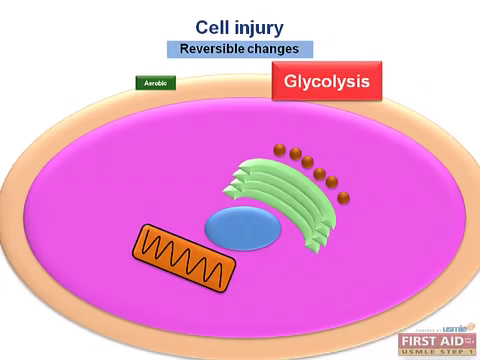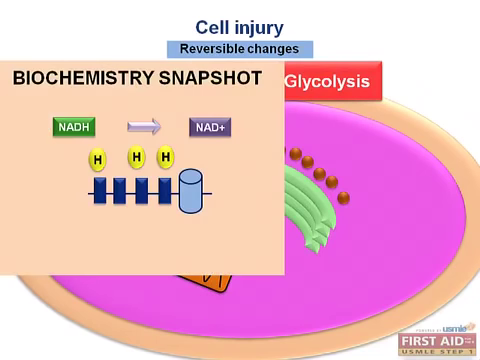So, again, a drop in pH will actually cause the cell to turn pink, but also the nucleus to clump up like that. But here's the biochemistry snapshot. So, remember what I said, that there's no more flow of electrons anymore because there's no electron acceptor, so there's a stasis of electrons in these complexes.